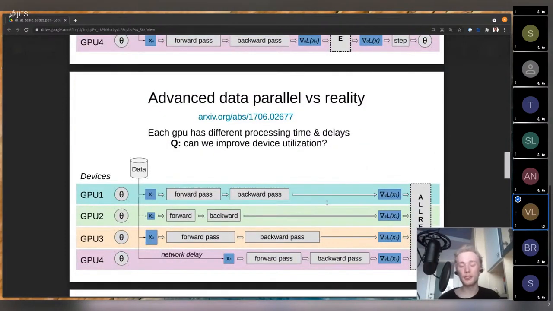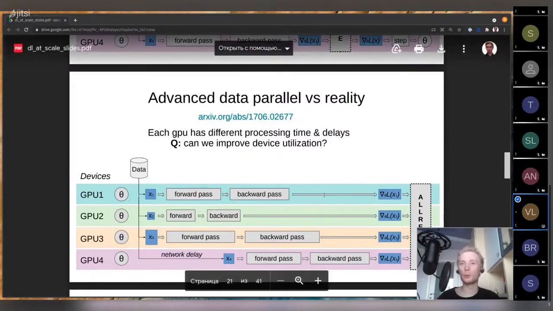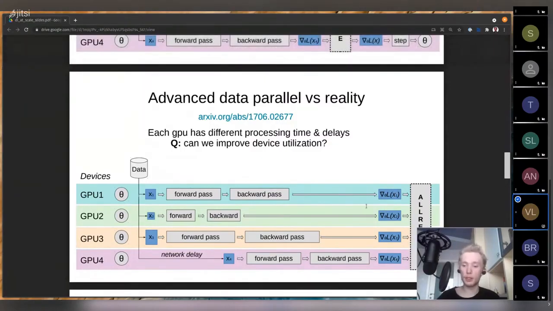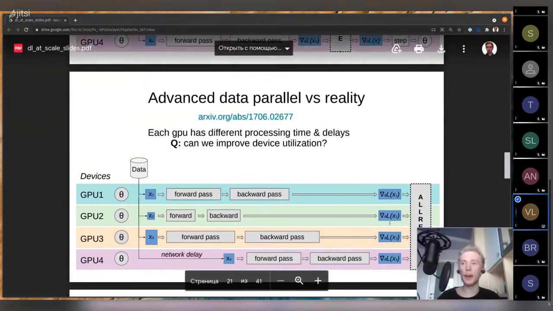What typically happens is that someone's faster. Well, usually it's not due to the GPU itself, but probably due to network delays. But for one reason or another, there will be a difference in speed, and there will be a big difference in what is ready when. And then everyone has to wait for all of the GPUs to finish to apply all reduce.